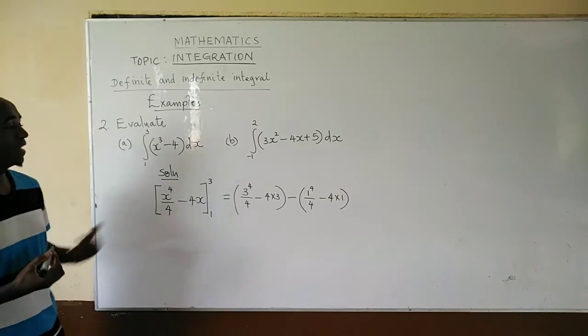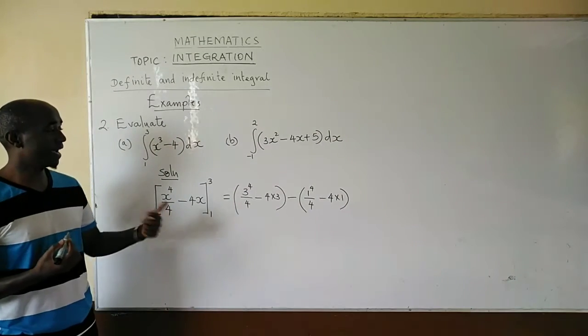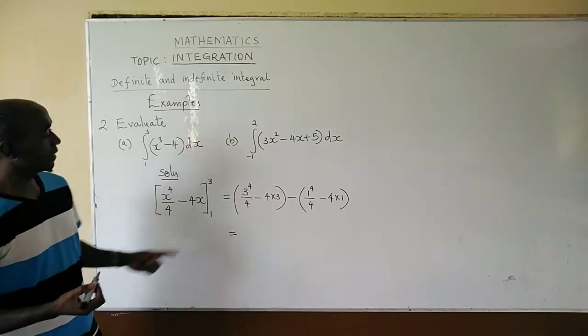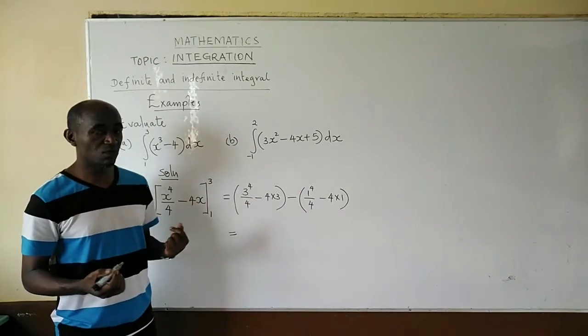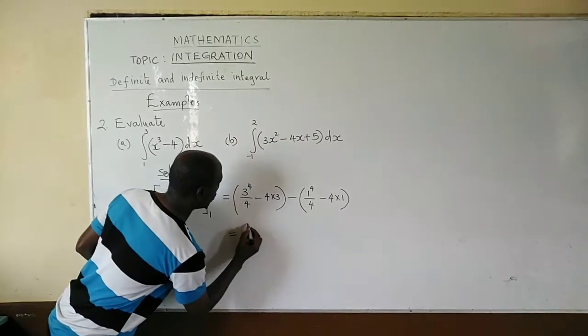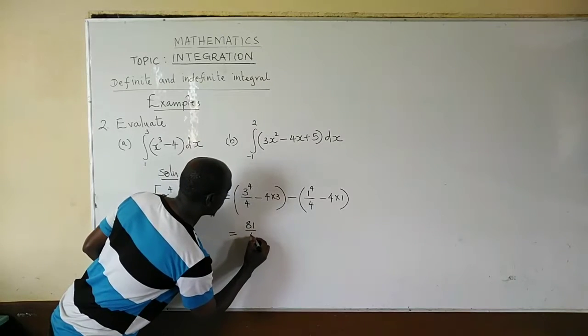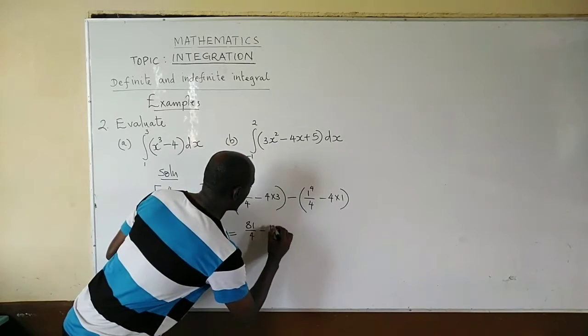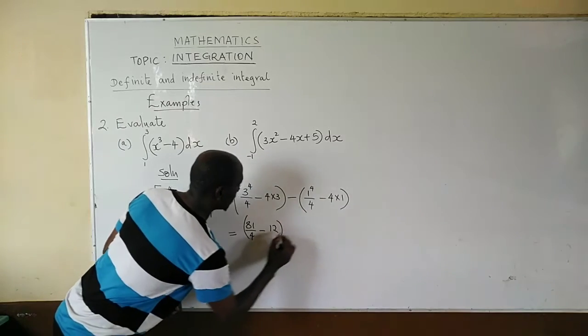Yes. Then you solve. Simplify and then solve. So let us do that. 3 power 4 is 81. So we'll have 81 over 4 minus 4 times 3 is 12. That is the first bracket.